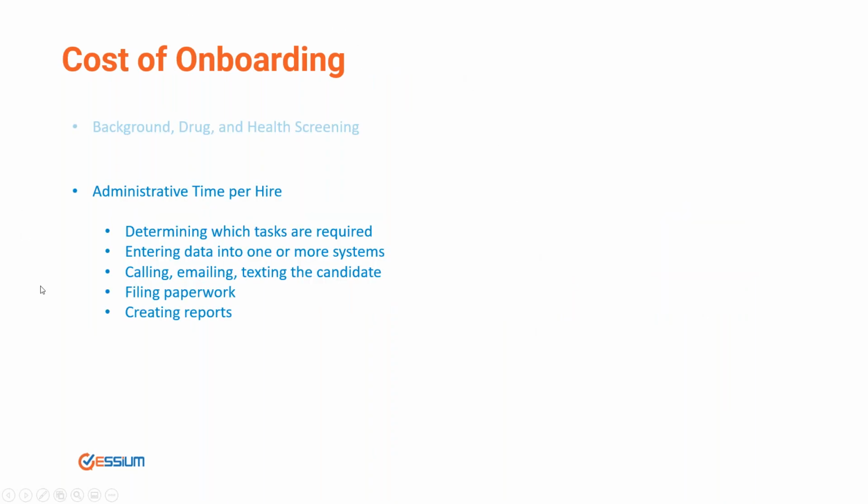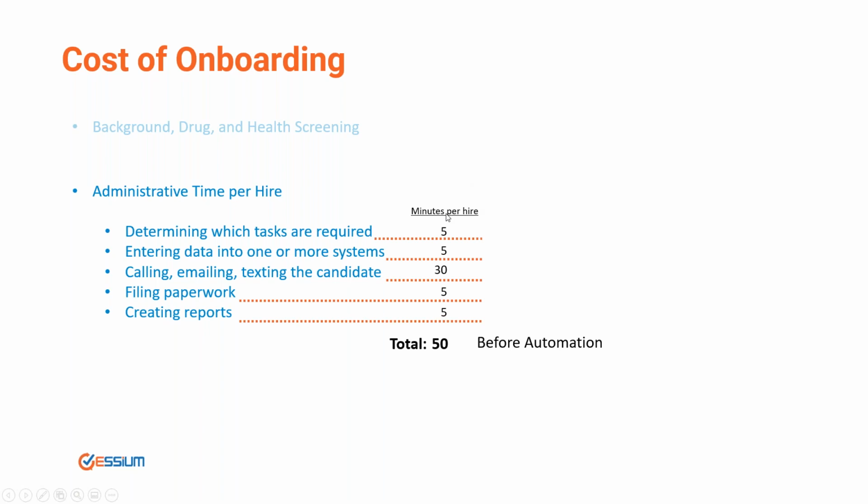For the onboarding portion of this, one of them is going to be your background, drug, and health screening. That tends to be kind of a fixed cost that, based on client requirements, you're going to have to spend money on. But the rest of it then starts to go down into the administrative time that it takes to do different tasks. And I picked out 5 tasks that we could look at here, and I assigned some numbers to it of how many minutes per hire you may be spending on it. Everybody's going to have slightly different numbers depending on what they have to do.